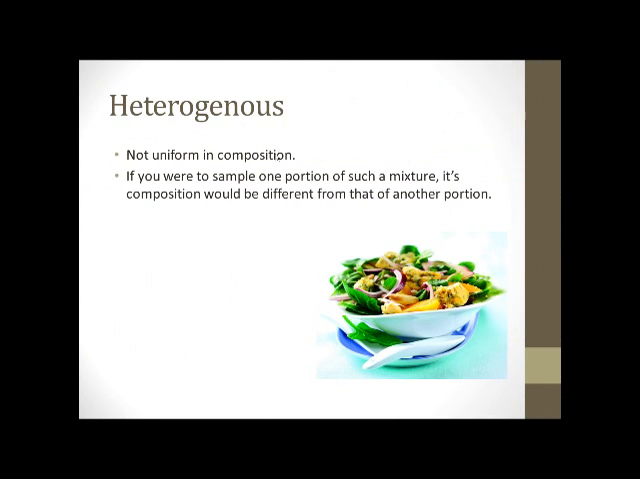Heterogeneous, on the other hand, is not uniform in composition. This picture of a salad here is a really good example of something that's heterogeneous. So I take one bite, I might get a little piece of what looks like spinach. Another bite, I might get some of this onion. Another bite, if I'm lucky, maybe a little chicken. So if you sample one portion of this mixture, it will be different from that of another portion. This bite over here is going to be different than this bite. That makes it a heterogeneous mixture.